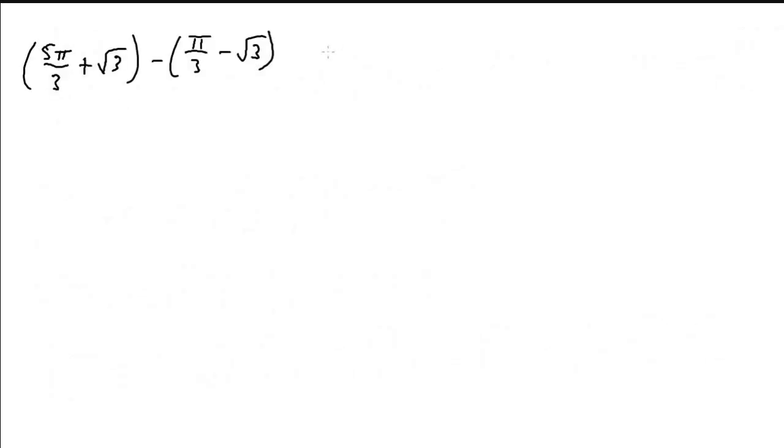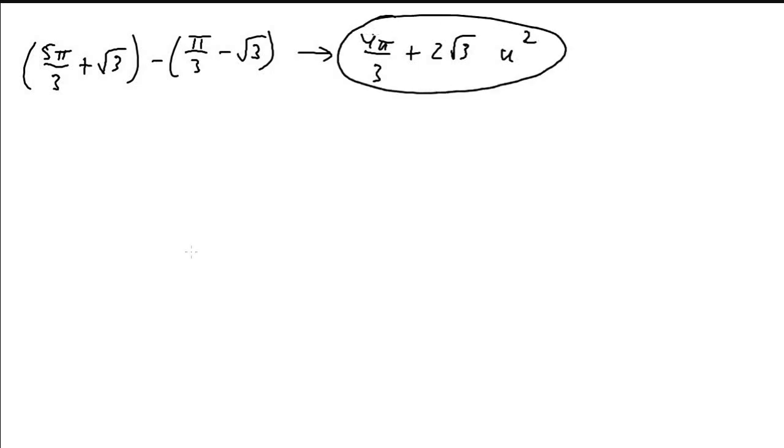Now 5 pi over 3 minus pi over 3 just gives us 4 pi over 3. And the square root of 3 minus a negative square root of 3, or plus square root of 3, will give us 2 times the square root of 3. Units squared. And that should be the final answer.